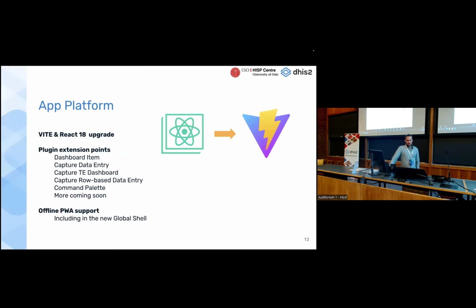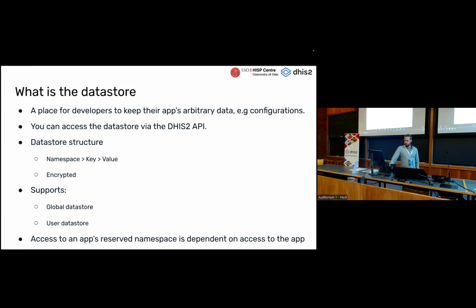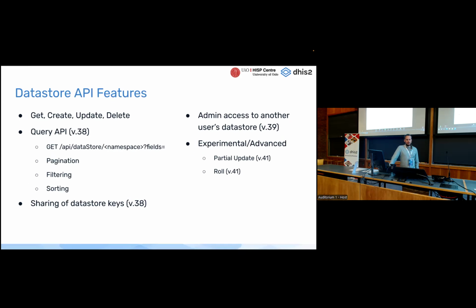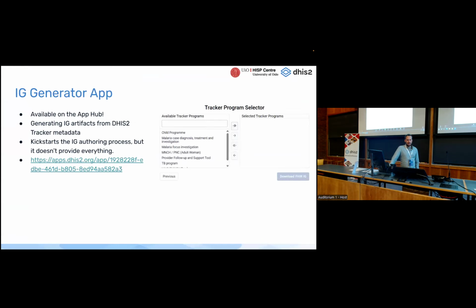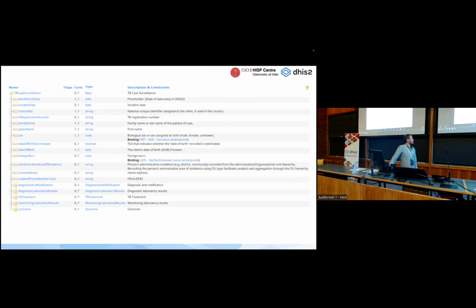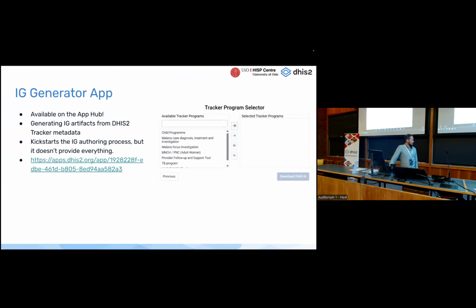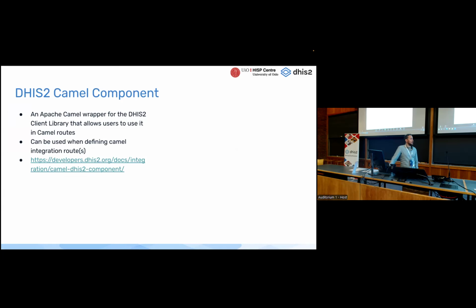I'm not going to go into too much detail about these because I've already gone through them. There have been some recent technology upgrades to the app platform that Kai will talk a little bit more about, which also allows us to build plugins with the platform in a better way than we did before. The data store has been expanded with some additional functionality to make it more performant, and we have a new data store application. For those of you who didn't see the FHIR IG Generator app, we have the ability to generate a FHIR implementation guide from your DHIS2 metadata. So you can use your DHIS2 metadata as the source of truth and then use that as the target for different integration projects.